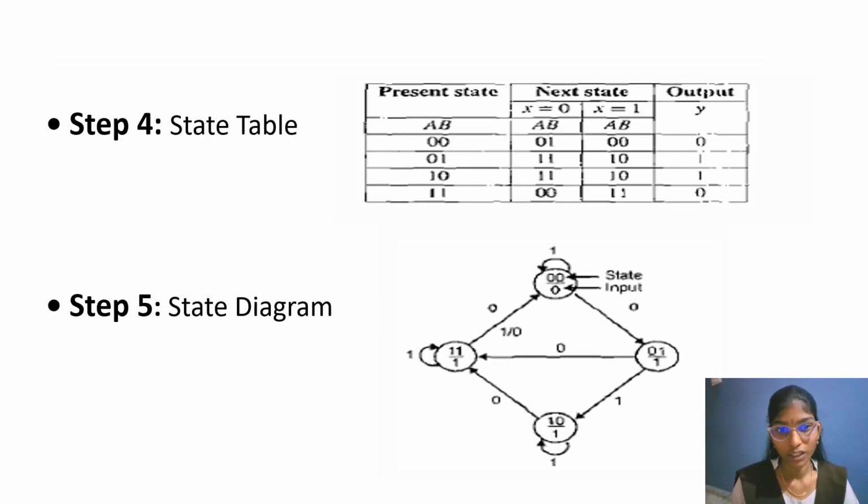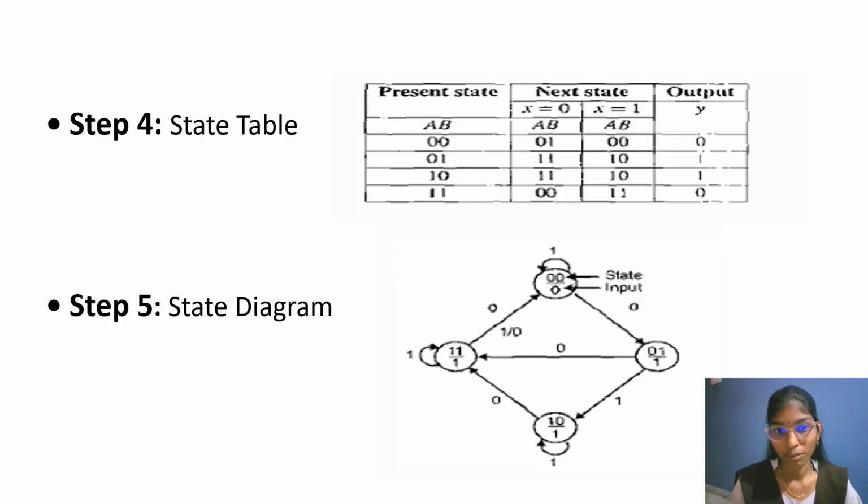From the excitation equations, the state table can be represented as follows: present state, next state, and output. Present state AB is 00, 01, 10, 11. If x equals 0, the next state AB becomes 01, 11, 11, 00. If x equals 1, the next state AB is 00, 10, 10, 11. The output y is 0110.